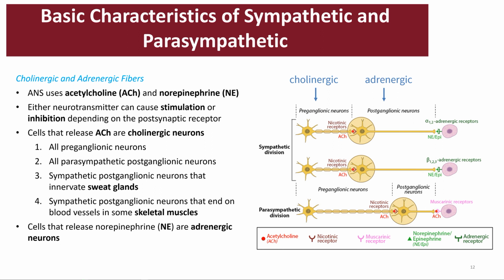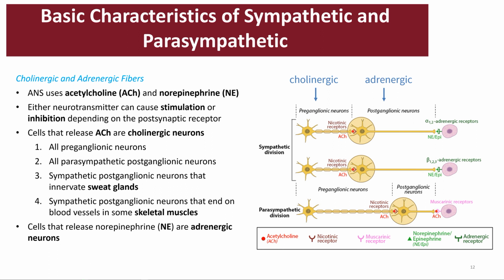Cholinergic and adrenergic fibers. In the ANS, it utilizes acetylcholine, ACH for short, and norepinephrine, NE for short, and either one of these neurotransmitters can cause excitation or stimulation, and it can also cause inhibition depending on the postsynaptic receptor and where that target cell is located.